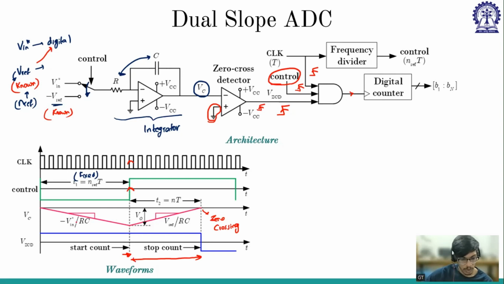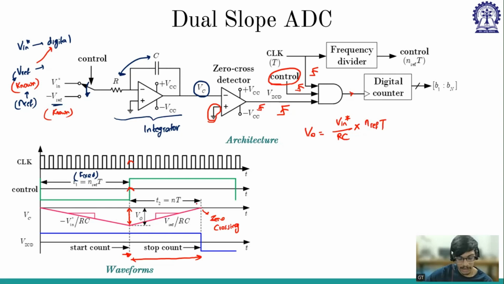Now, I know the slope, V in star by RC is the slope, and this is the fixed time. So can I calculate V naught? V naught is the height. So how do I calculate V naught? This slope into the base, right? So V naught is what? V naught, only consider the magnitude, I don't want sign. So V in star by RC into the fixed amount of time, which is N reference T.